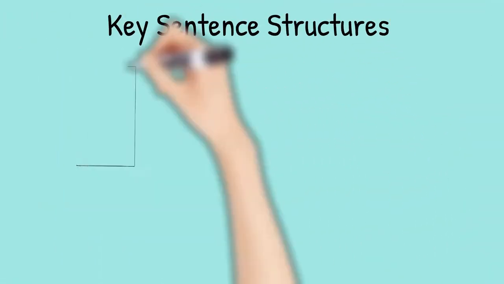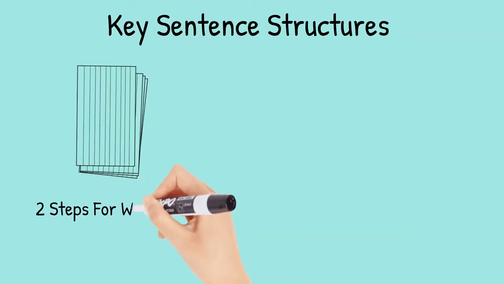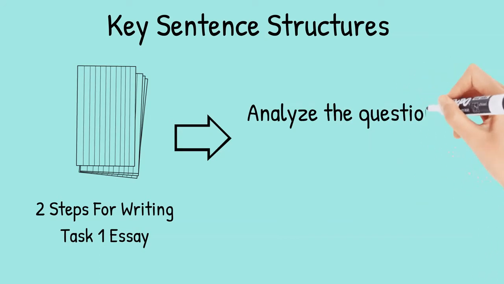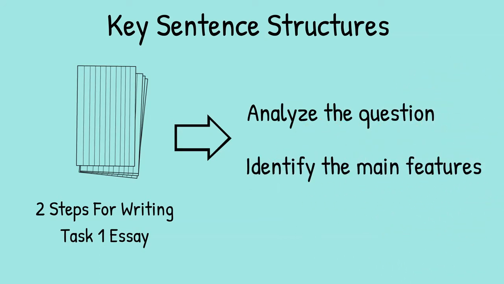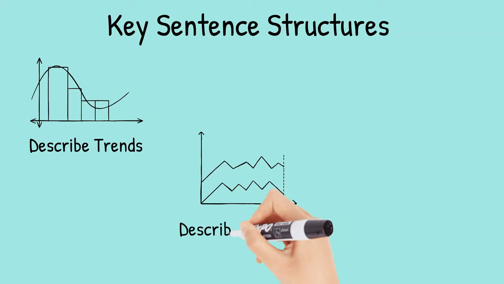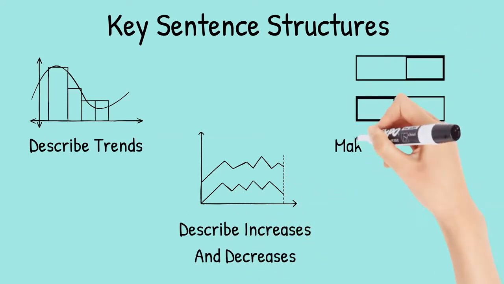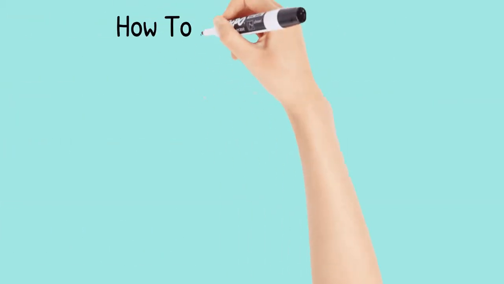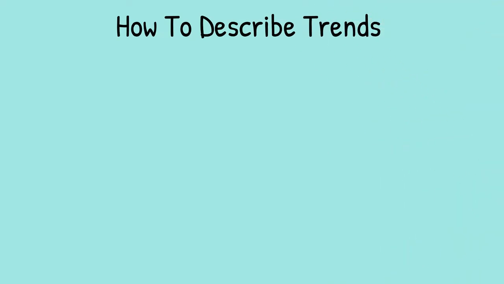Now let's have a look at the key sentence structures. The first 2 steps of writing a great academic Task 1 essay are: analyze the question and identify the main features. Once you have done this, you'll understand what you're required to write about. It will be one or more of these things: describe trends, describe increases and decreases, and make comparisons. There are specific sentence structures that you can use for each, and these are what we are going to look at next. Let's start with how to describe trends.